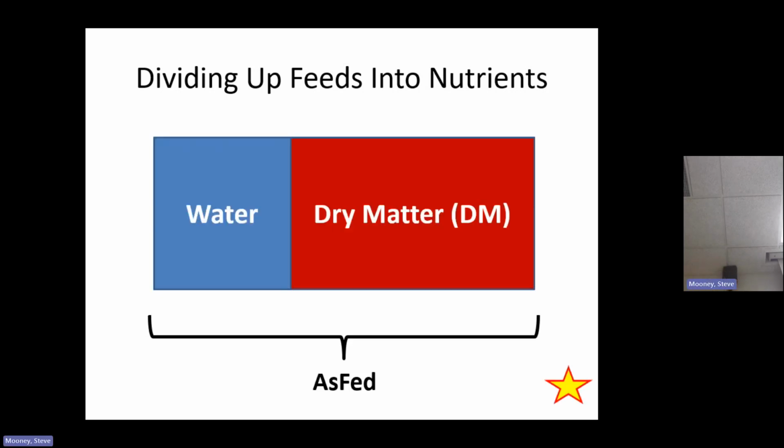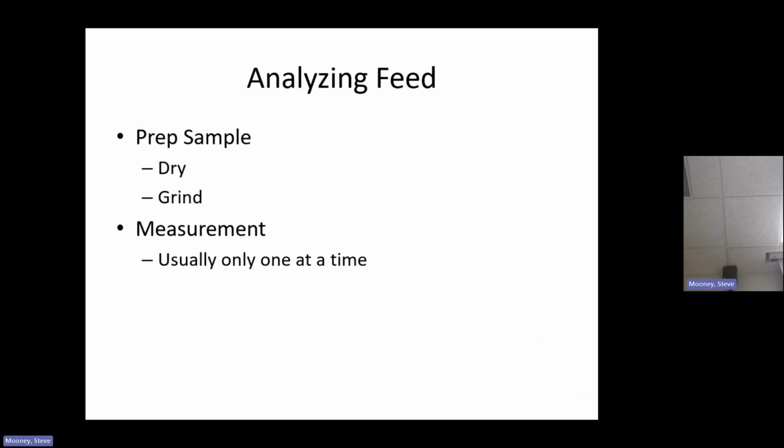So focusing on that dry matter side of things, we take the sample, we dry it down. Once it's dry enough, we can run it through a mill that grinds it down. We usually grind it to pass through a 1 millimeter screen. So we're looking at something that's very, very small at the end. So powder, close enough. And then once we have that sample prepped, we can start to do our measurements to measure those different fractions: the carbohydrates, the proteins, the fats, the minerals, the vitamins.